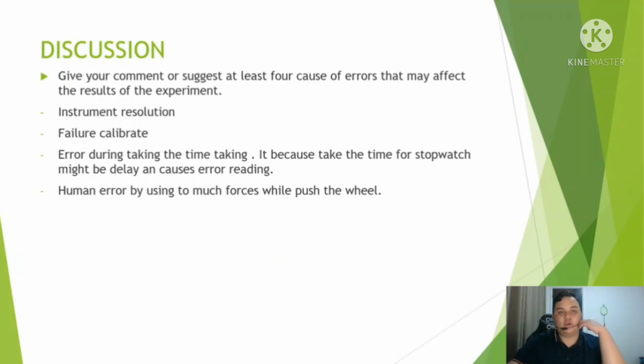Give a comment or suggest 4 causes of error that may affect the result of the experiment. First is the instrument resolution, and then the second is failure to calibrate, and then error during time taking. It is because the time taken with a stopwatch might be delayed and cause an error in reading. And then human error by using too much force while pushing the wheel.